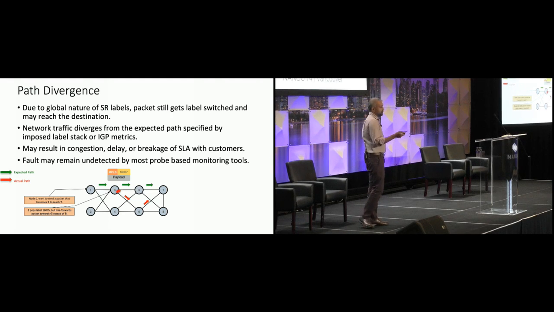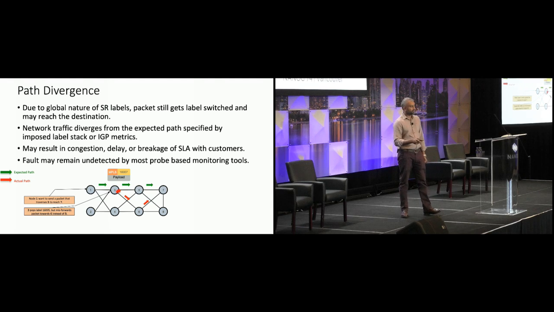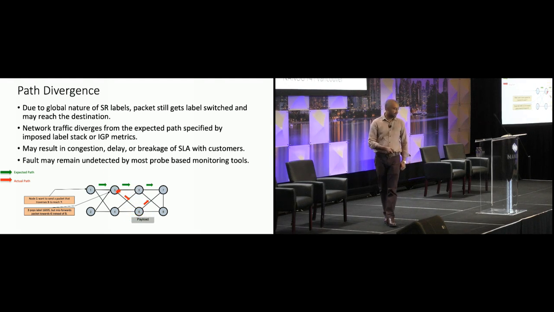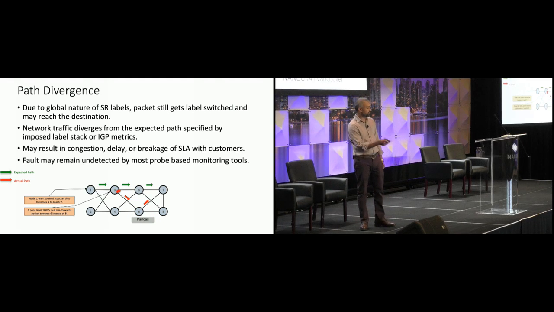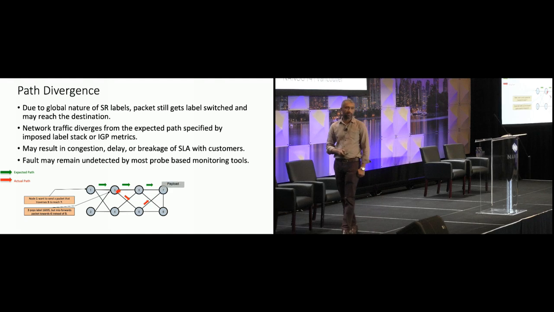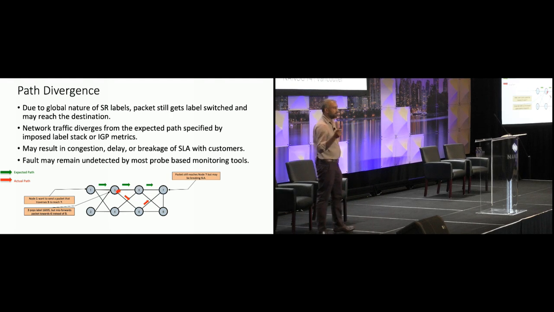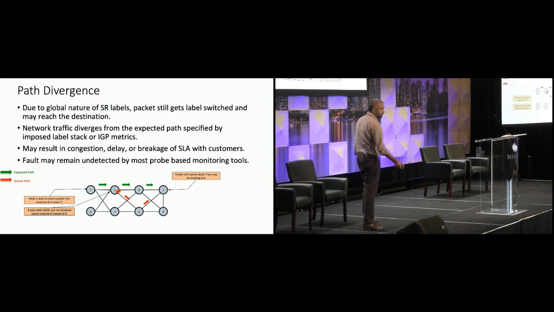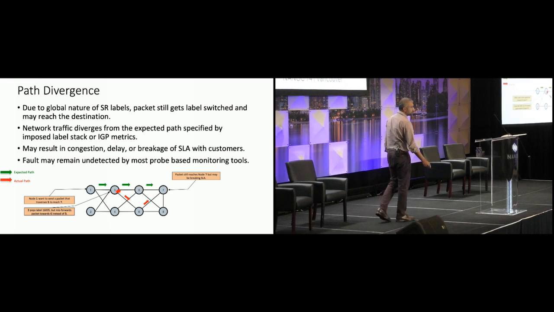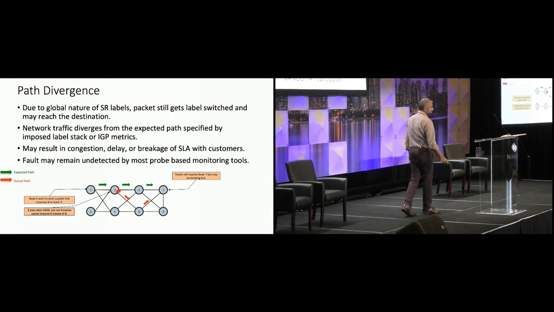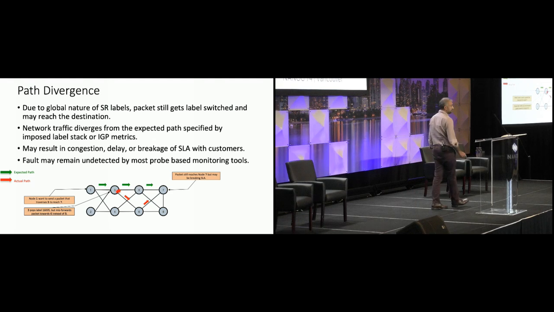But let's say there was an issue in 3. So instead of popping the label and sending it towards node 5, it instead sent it towards node 6. And because the packet still has 16007, node 6 will pop the label, it understands it, and send it towards 7. So now the packet did reach the destination, but it is not taking the path that we expected it to take. And that can lead to congestion and other issues I mentioned above.